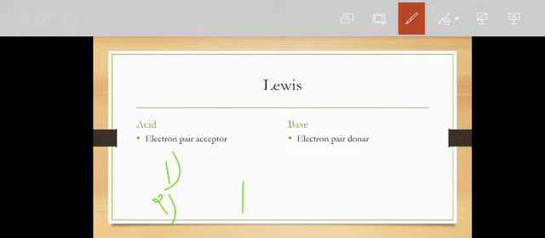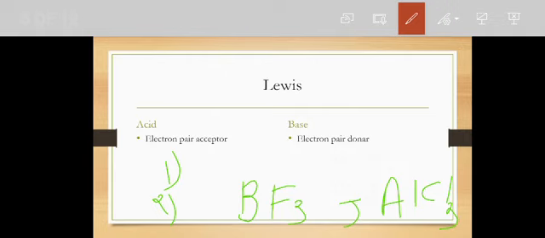For example, BF3 and AlCl3, aluminum trichloride. So all these are what? Electron deficient molecules. The molecules with the central atom having fewer, or we can say less than 8 electrons, their octet is incomplete. That's why they are electron deficient molecules.